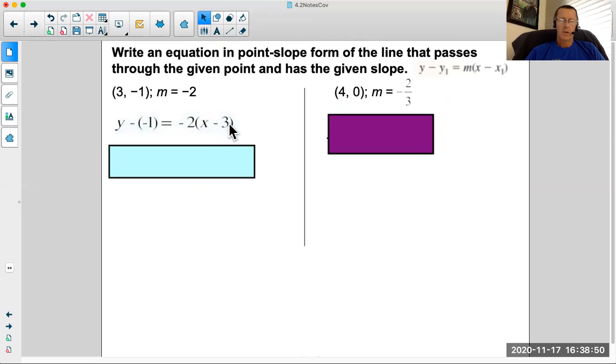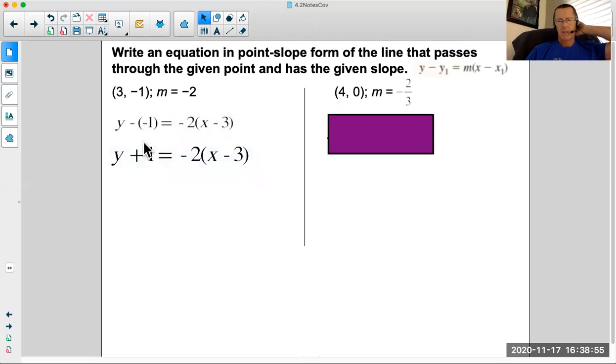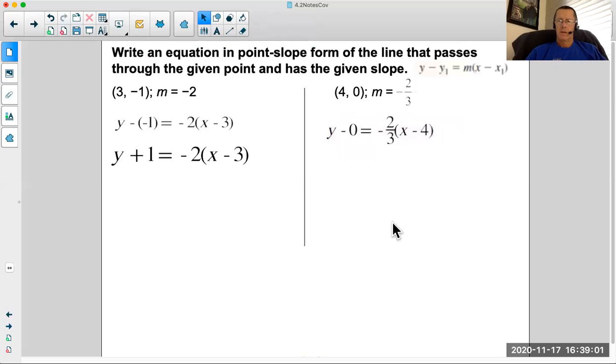So hopefully you literally just plugged in, and then probably want to simplify it, right? To minus a negative. We don't like to write it that way. We want to write it as plus. Okay, and how about for this one? Yeah, there you have it. And you could put y equals, right? But this technically is point slope form.